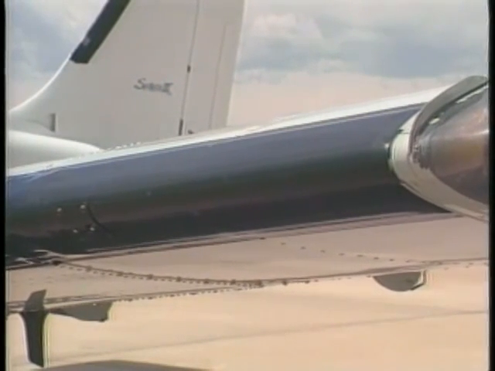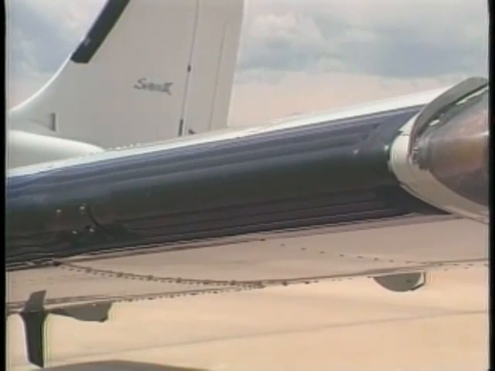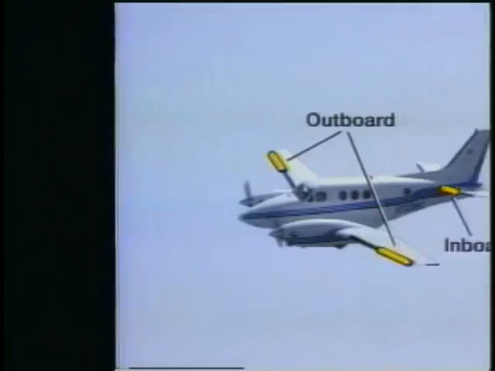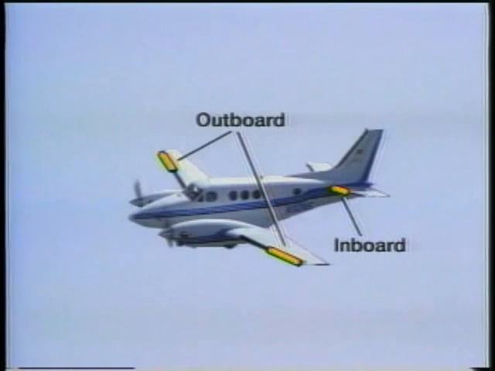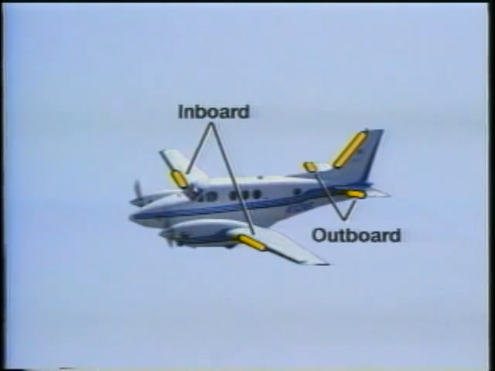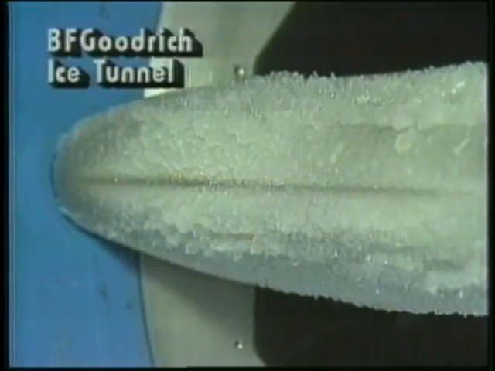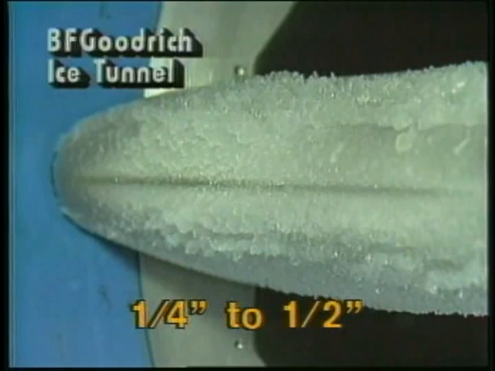The timer controls the inflation-deflation cycle. The regulator ensures the boots don't overinflate. It also may alternate the inflation and deflation of various sections of each boot to minimize the disruption of the airflow caused by the inflation of the boots. While you should follow the manufacturer's recommendations as to when to operate the system, the general procedure is to allow 1/4 to 1/2 inch of ice to accumulate before activating a pneumatic system.